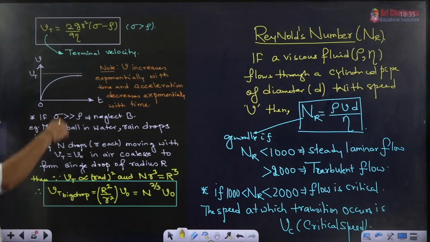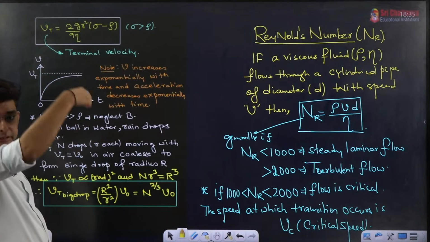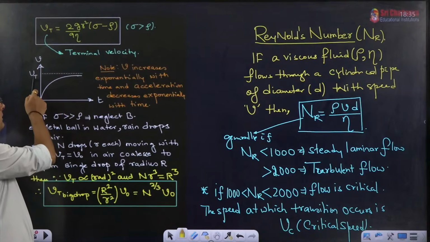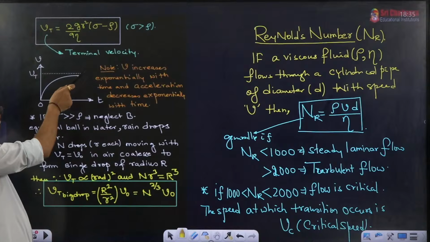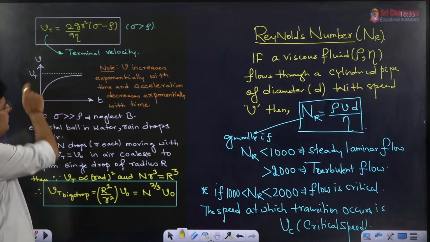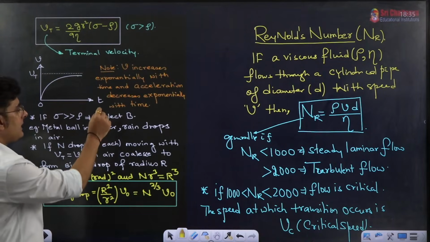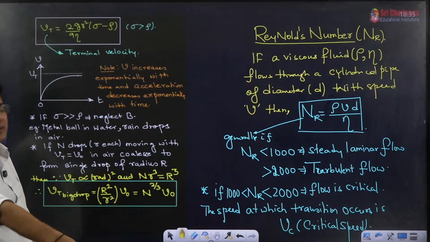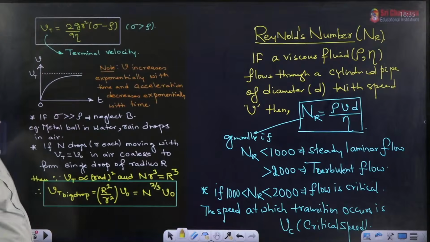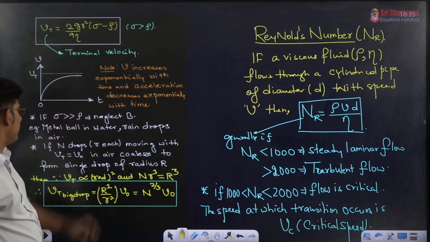When we write the differential equation and integrate it, we find that on the velocity-time graph, velocity increases exponentially from 0 to terminal velocity. It means after a long time it will attain the terminal velocity. Whereas acceleration decreases exponentially and finally becomes 0, and velocity grows exponentially and finally becomes Vt. Very, very important point.